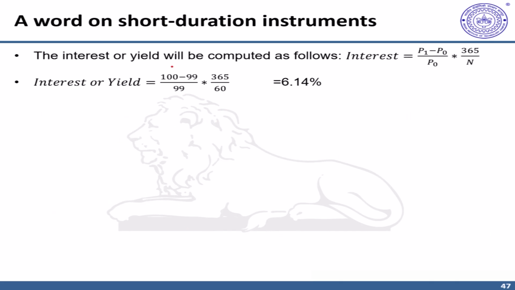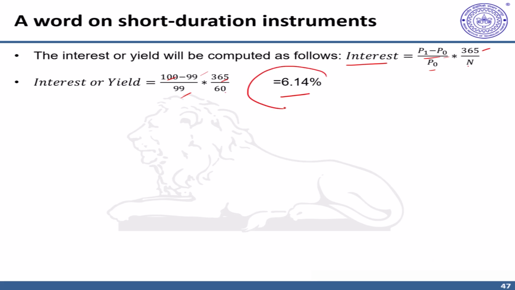So the interest or yield calculation goes like this. Interest equals (P1 minus P0) upon P0 into 365 upon N. P1 is 100, P0 is 99 and 365 by 60, as N was 60. Now in some cases you may also see 360 here, and the interest rate is 6.14%. So it is more like a simple interest calculation rather than that compounding thing.